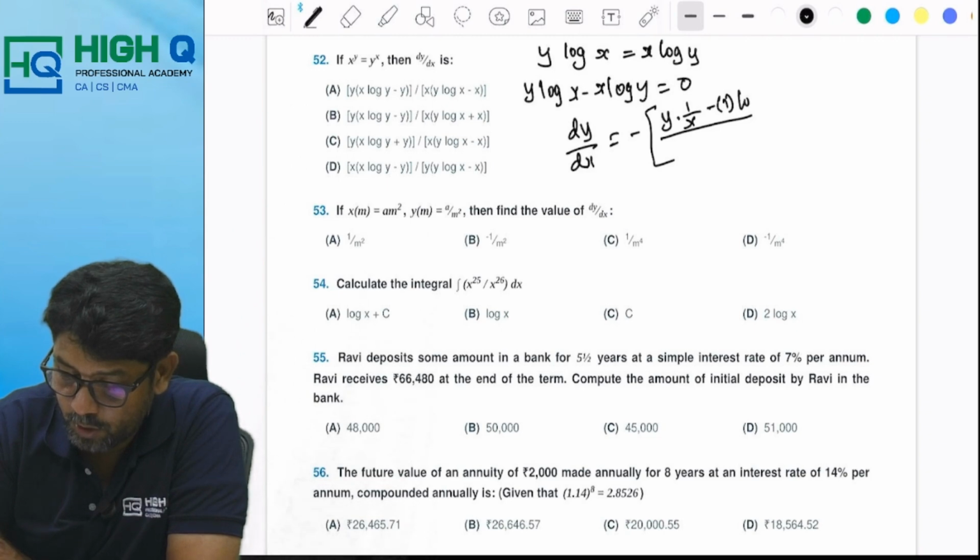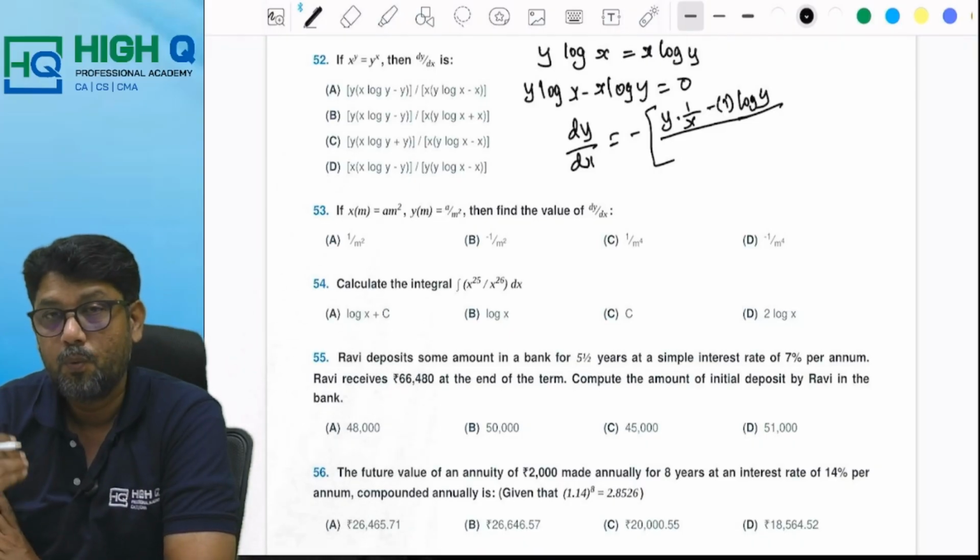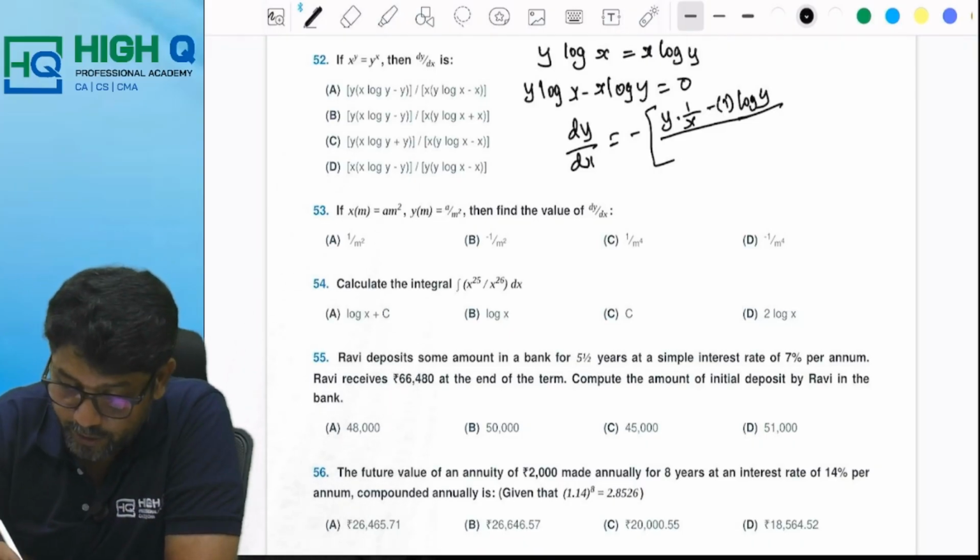Yes, sir. Only x we have got. What is its derivative? 1 into log y. Am I right? So divided by... same thing you do for y in the denominator. So what are you going to get? First term you have got y.